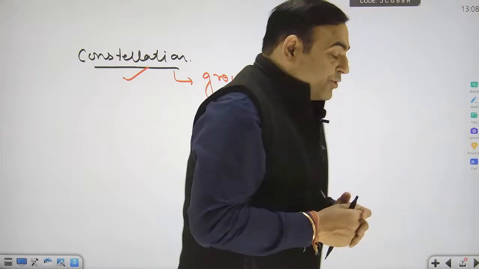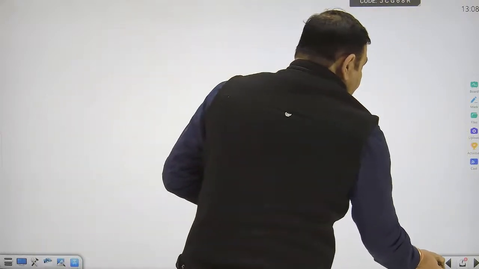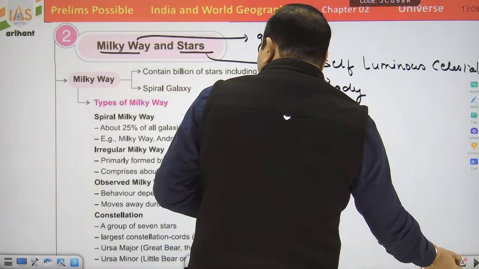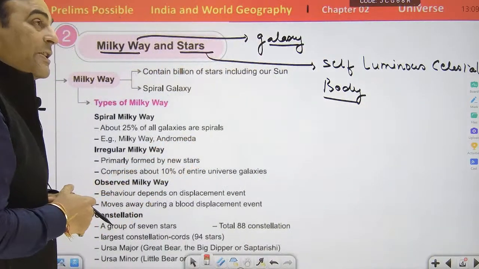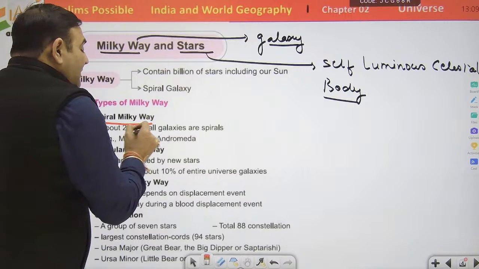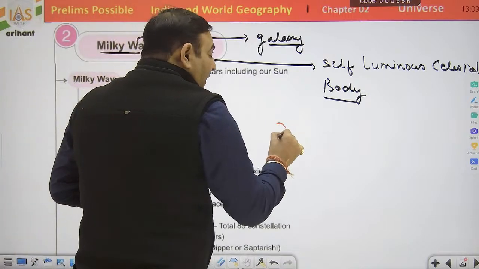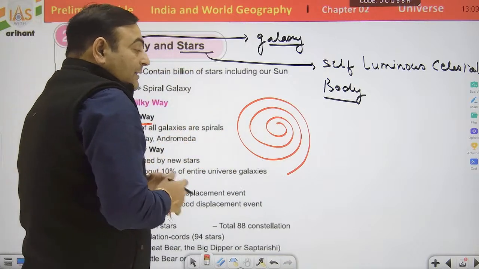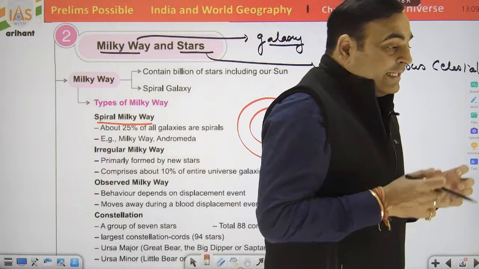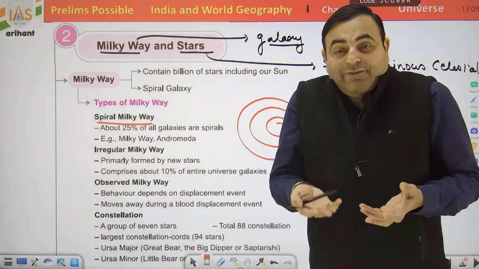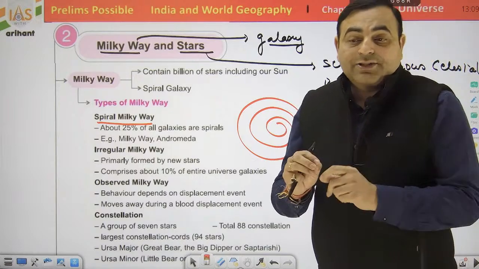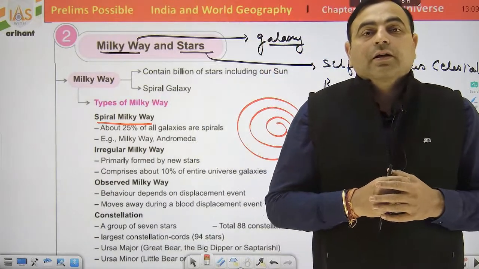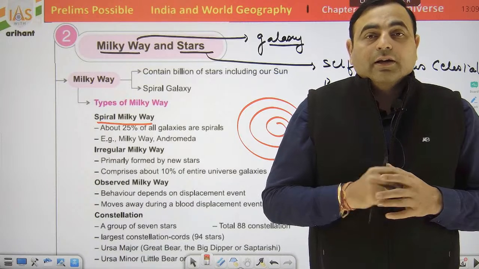Is it clear, everyone? So we have different kinds of galaxies. The first one is the spiral galaxy, which is very much spiral. The spiral galaxy which we inhabit is known as the Milky Way, Akash Ganga.